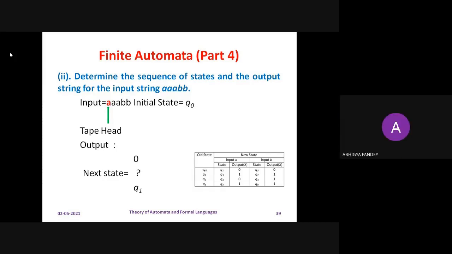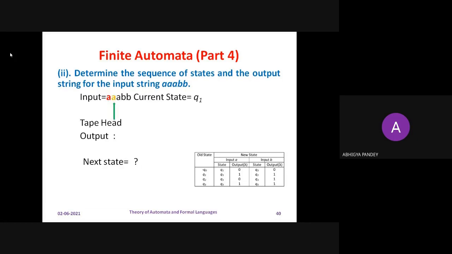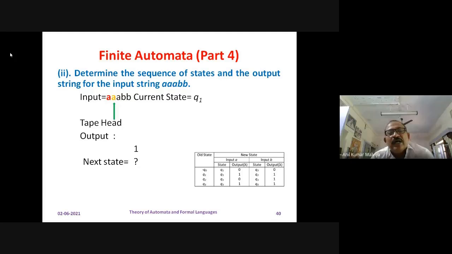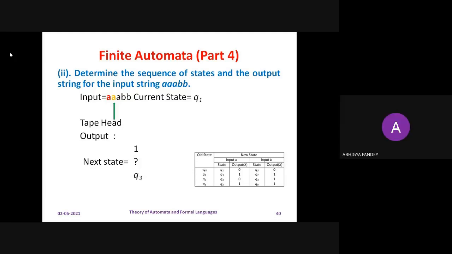Sir, Abhigya Pandey. Sir, machine is now in state Q1 and input is A. Very good. So now the machine will move to Q3 and the output it generates is 1. Output is 1 and next state is Q3. Is it clear? Yes sir. Any doubt? No sir.